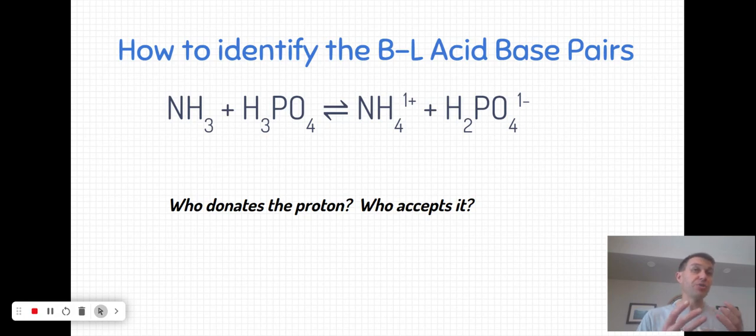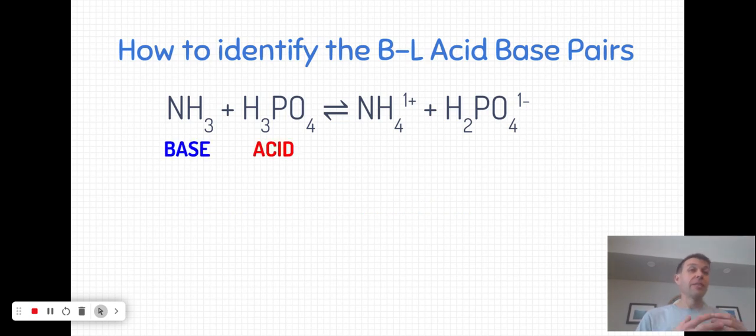We see that the nitrogen compound, ammonia on the left-hand side, as we move from left to right, has gained a hydrogen, NH3 to NH4 1+. So it has accepted a hydrogen. Where did that hydrogen come from? Well, we can see that phosphoric acid has lost one of its hydrogens as it went from phosphoric acid to the dihydrogen phosphate ion.